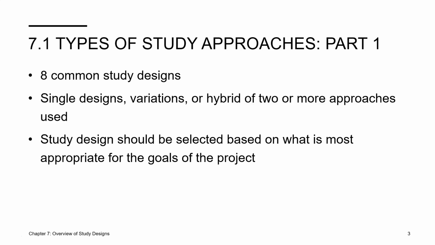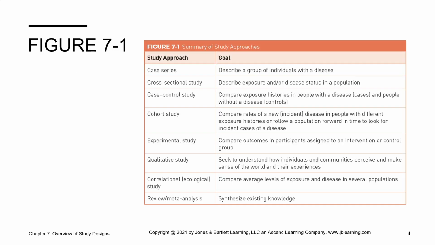Section 7.1 covers types of study approaches. In this chapter, you will learn about 8 common study designs. There are single designs, variations of those designs, or hybrid designs of 2 or more approaches that are used. Study design should be selected based on what is most appropriate for the goals of the project. So you want to pick the goal first, then decide what the study design is.